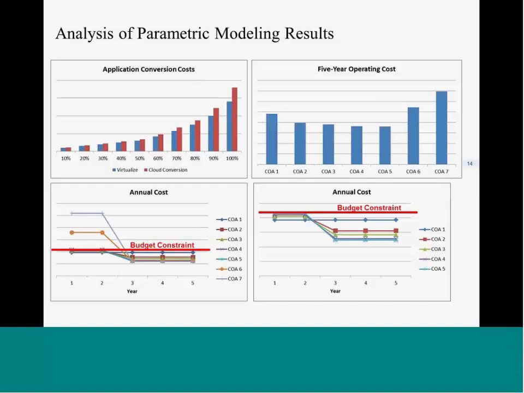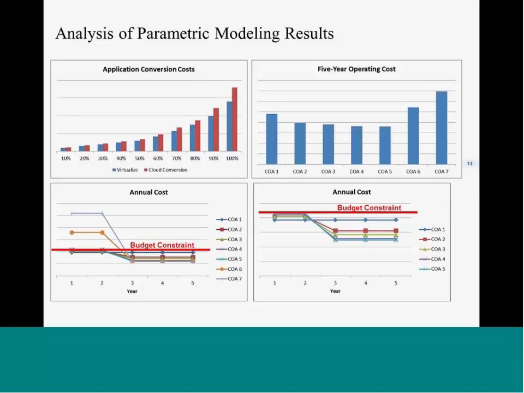And in the lower 2 graphs, it shows the annual costs by year as compared to our budget constraint. Remember that being our 10% above our current operating budget. You'll notice that courses of action 6 and 7 require an investment in the first 2 years that take them above that budget constraint, and as a result, they would then be eliminated from further consideration.